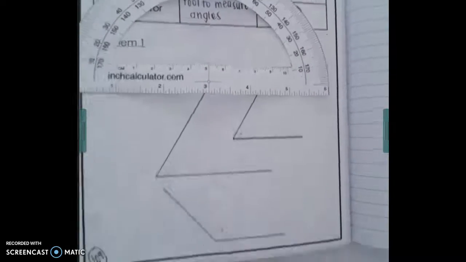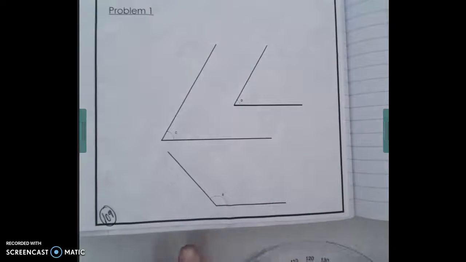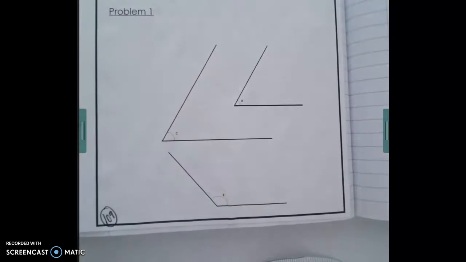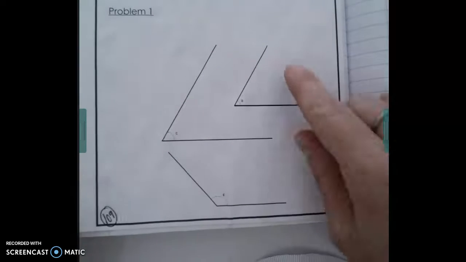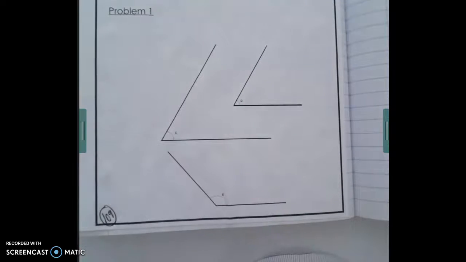So here it is, problem number 1. I've got 3 different angles that I want to measure. Looking at them, we can already identify what kind of angles we have. Are they acute? Are they obtuse? They're labeled angle D, angle C, and angle E. So we're going to look at angle D to start, and I'm going to measure it using my protractor.